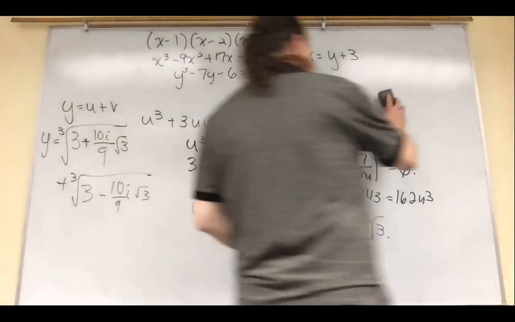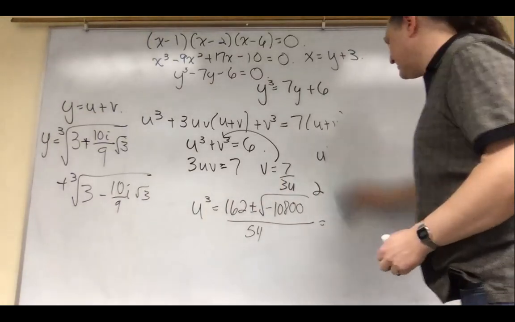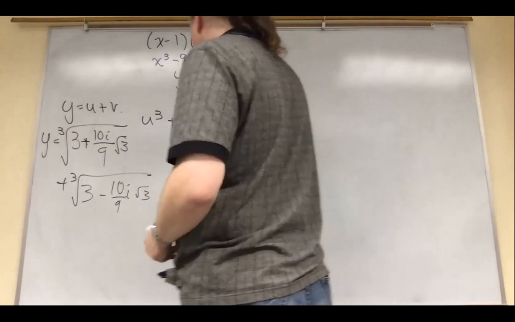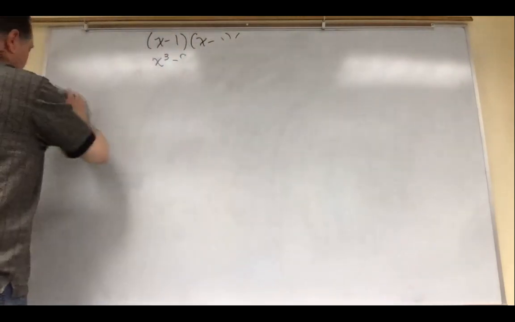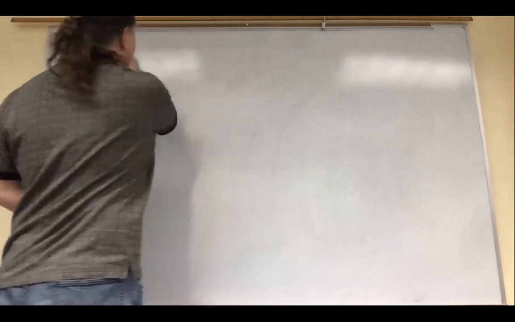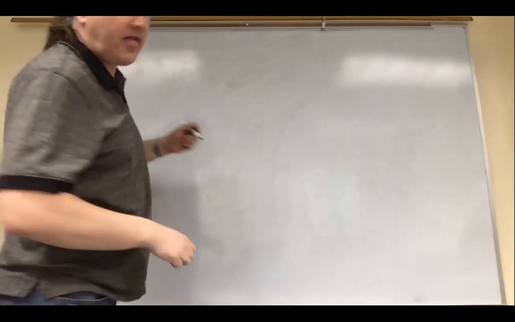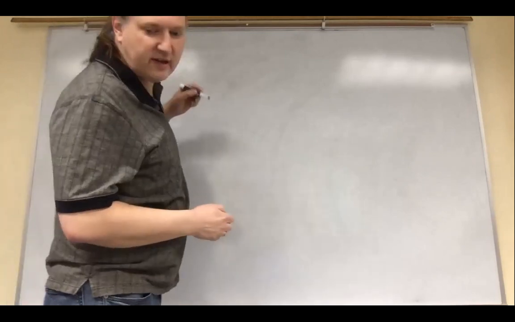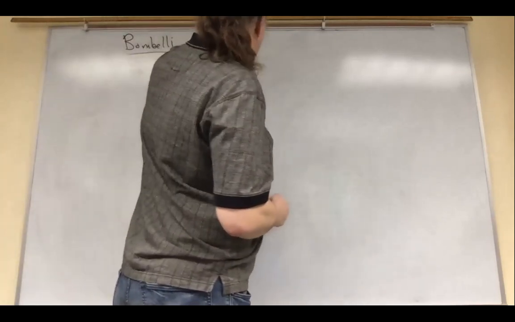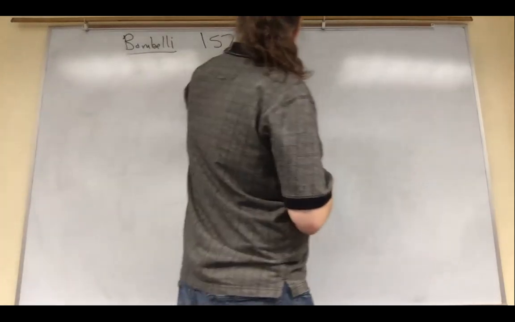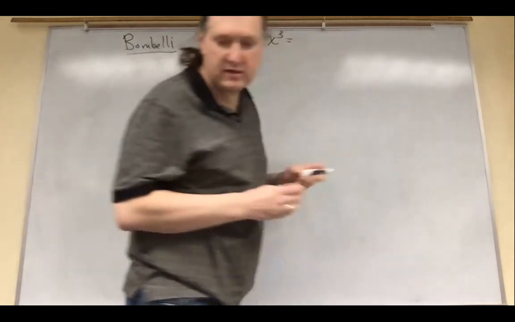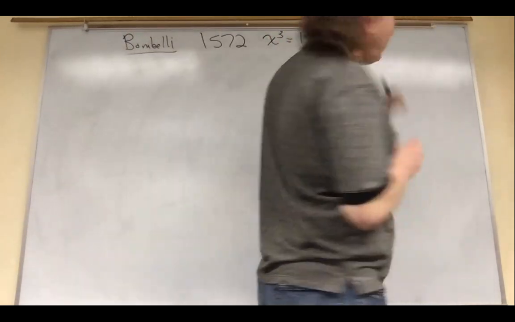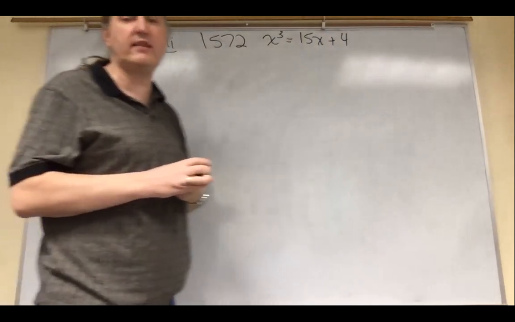All right, let's look at what Bombelli had to say about this. And I will soon show you what Bombelli had to say about it, but I will set the stage a little bit. So Bombelli, working shortly after Cardano, also in Italy, unsurprisingly, was looking at the equation x cubed equals 15x plus 4, because Cardano had looked at the same equation.